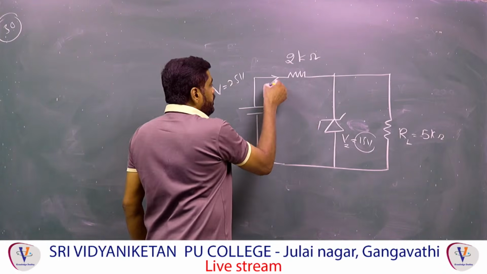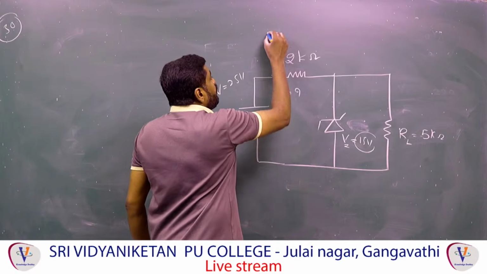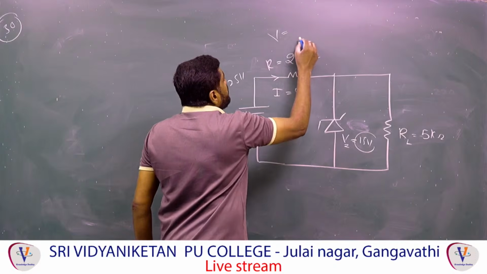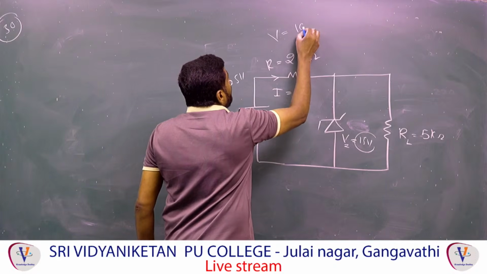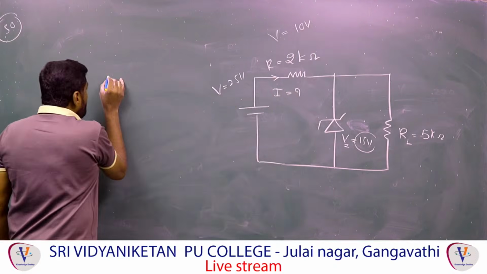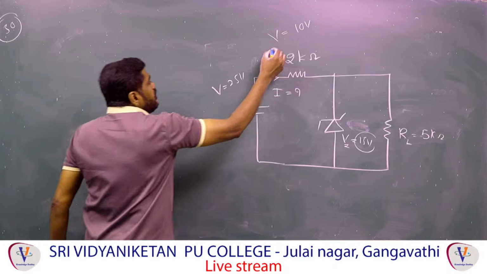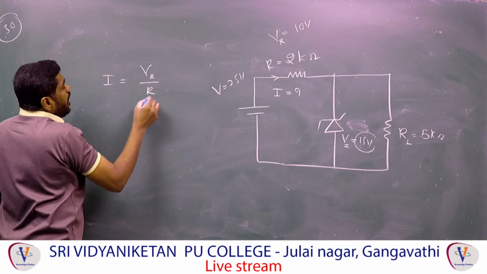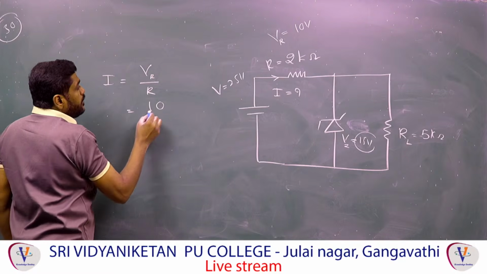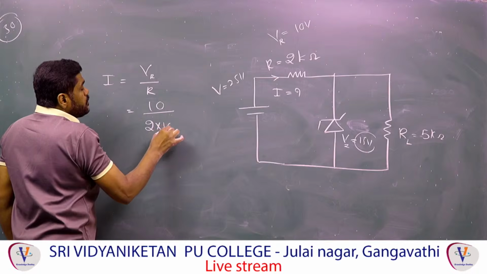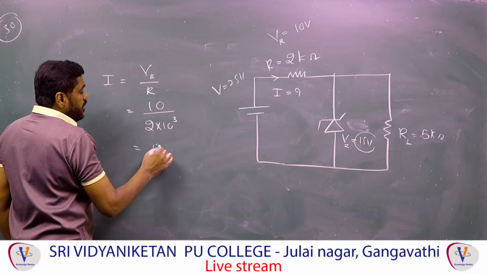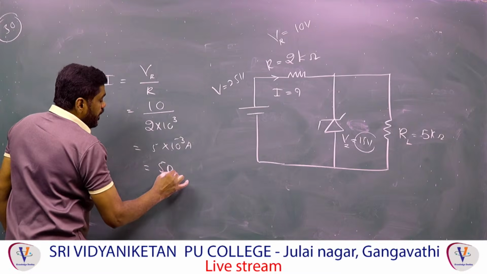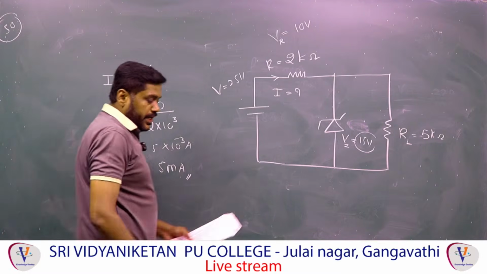Therefore the voltage across the resistance R is 10 volts. The current formula: I is equal to VR by R, which is 10 by 2 into 10 power 3, equal to 5 into 10 power minus 3 ampere, which is 5 milliampere. You can take that.